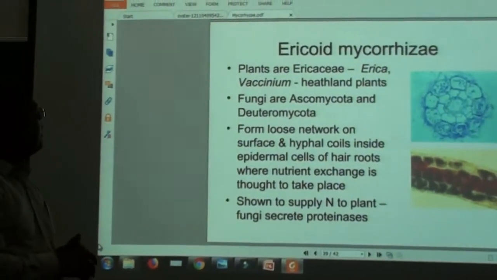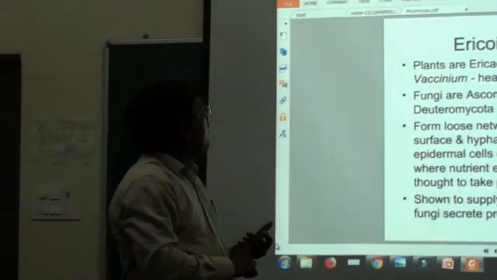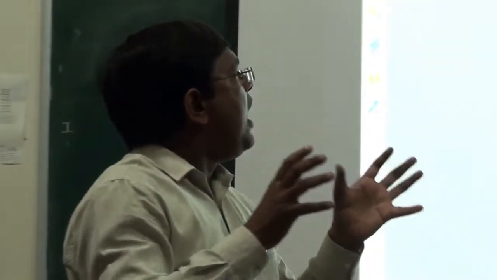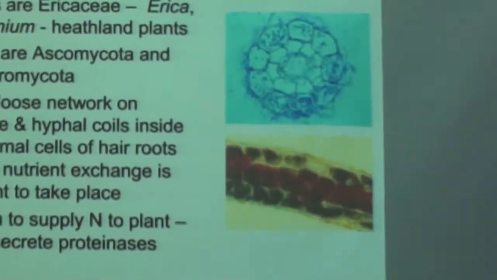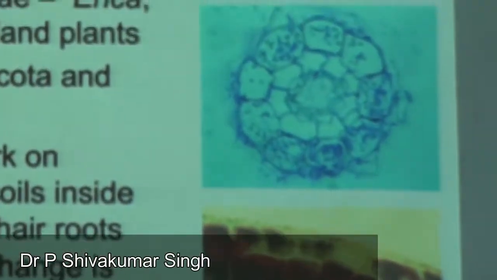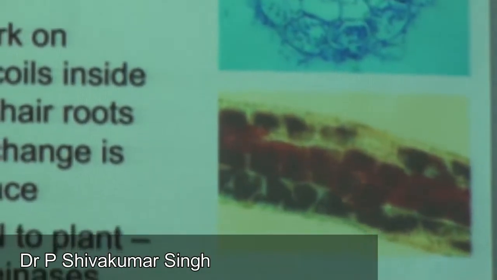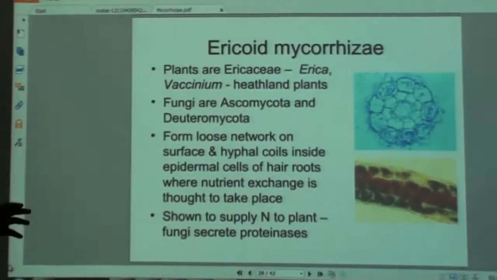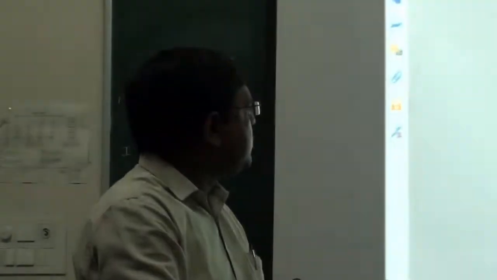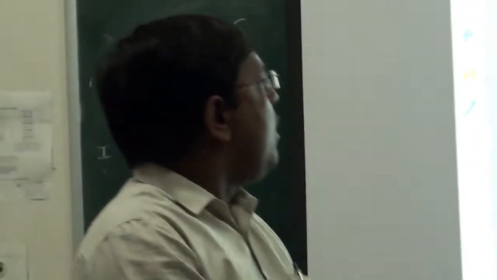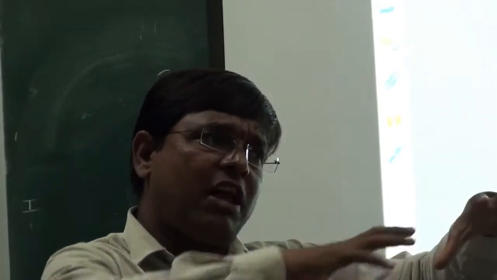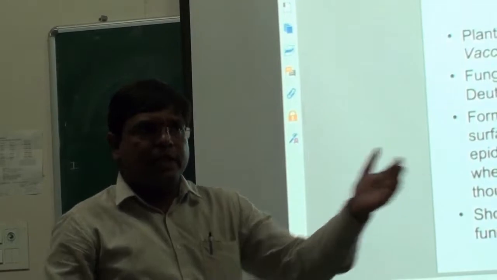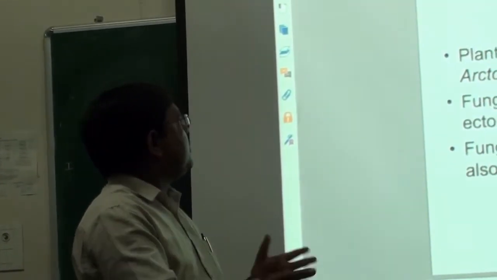In the case of ericoid mycorrhiza, we can see it with the aid of Vaccinium. These are heath plants. In this particular association, the fungi belong to Ascomycetes and are associated with Ericaceae species. And the Ascomycota and Deuteromycota groups of fungi are associated with this mycorrhiza. Here a loose network is formed, unlike the large mycorrhizae we see in the case of ectendo and arbuscular mycorrhizae. Here you can see the loose mycorrhiza in this particular aspect.